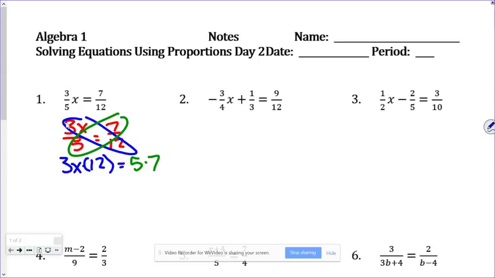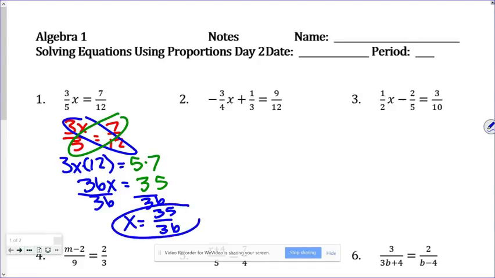So 3 times 12, we get 36x, and then equals 35. All right, so we will divide by the number in front of x. So we look and see, can I simplify 35 over 36? I cannot, so I just leave my answer as that fraction. Okay, so that was more from Friday.